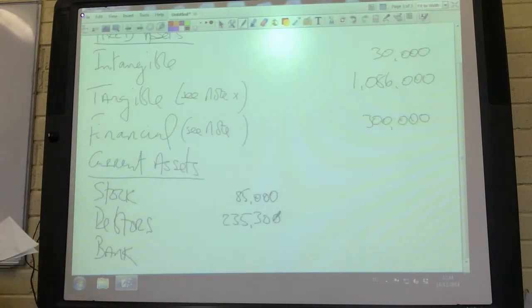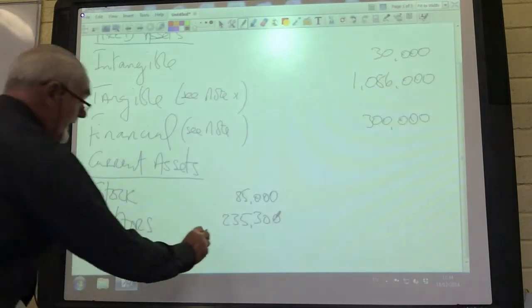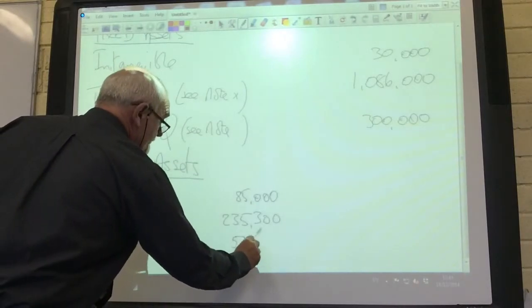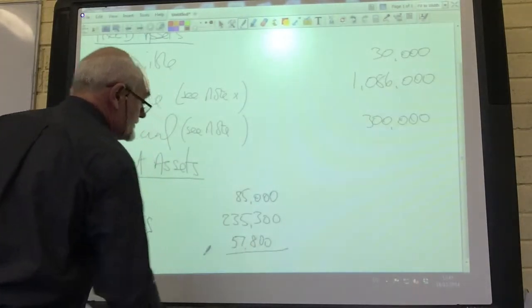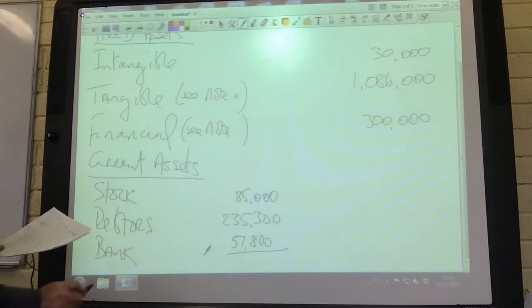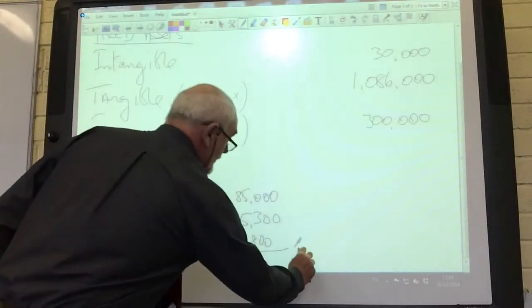And then bank would refer to any money that the firm has, other than any money invested. Any money the firm has, it could be cash in bank, cash in hand, could include deposit accounts. In this case, it's just a trial balance bank figure of 57,800. And as always, we add up our current assets, and that's giving us here 378,100.